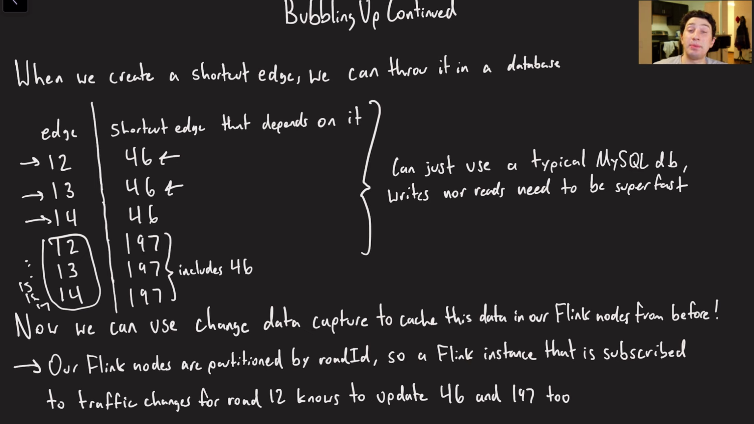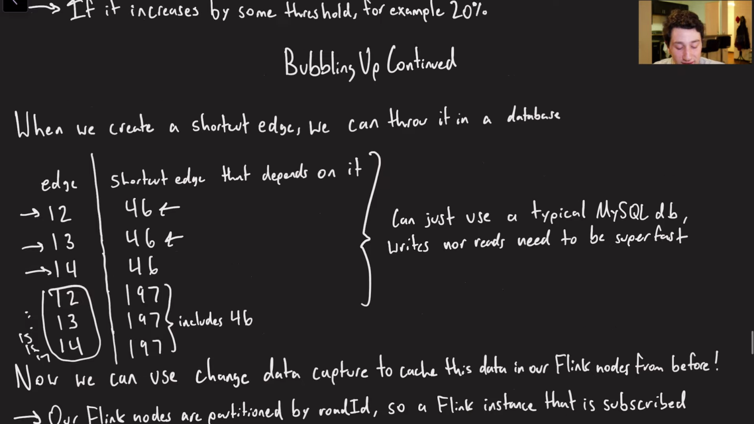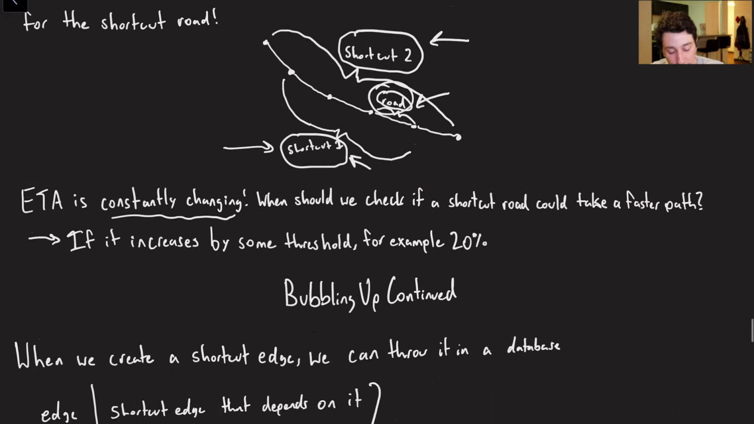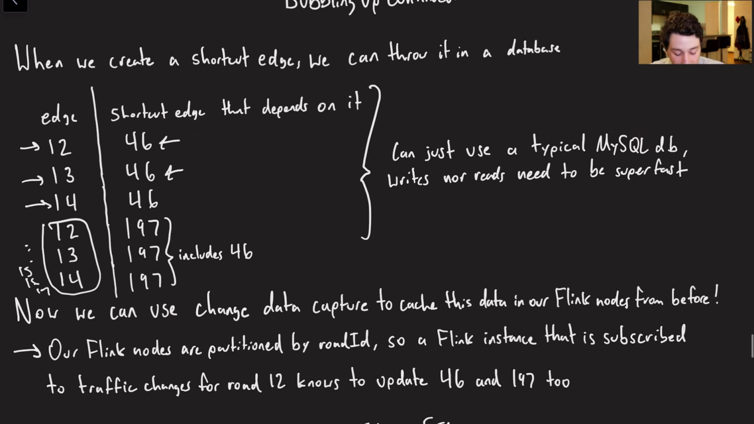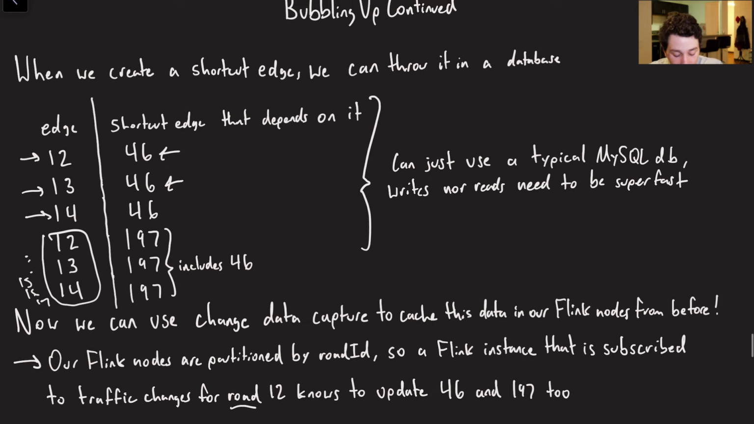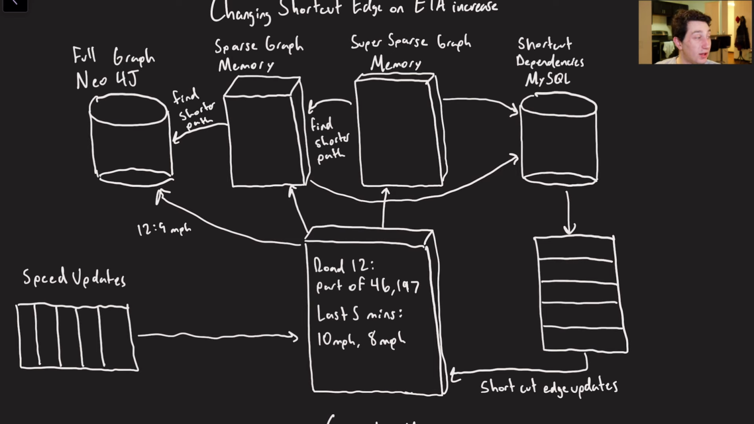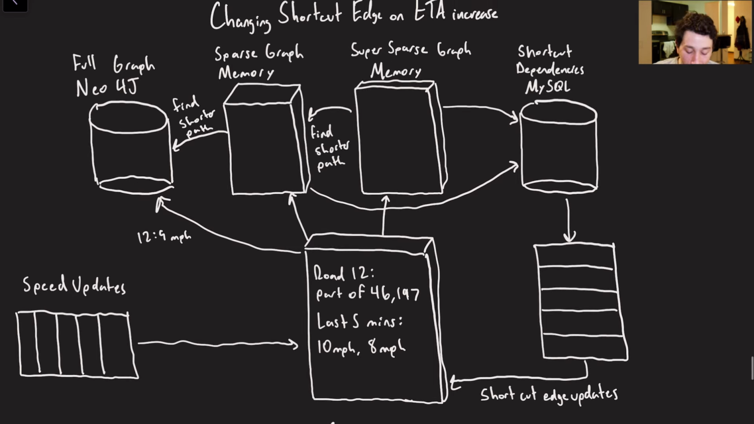And frankly, I don't even want to read from this database table. The reason I'm keeping a database table in the first place is because I ultimately want to pipe all of this data into our Flink node from over here. So we can actually use change data capture to basically pipe all of that data into Flink and then say, oh, wait a second, you just got an update on road 12. I'm looking over here, I see that 46 depends on 12 and 197 depends on 12. Looks like we're gonna have to update those values as well.